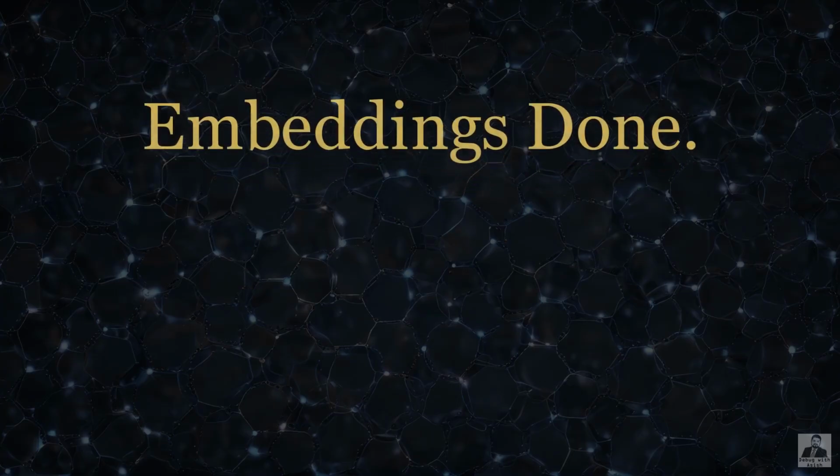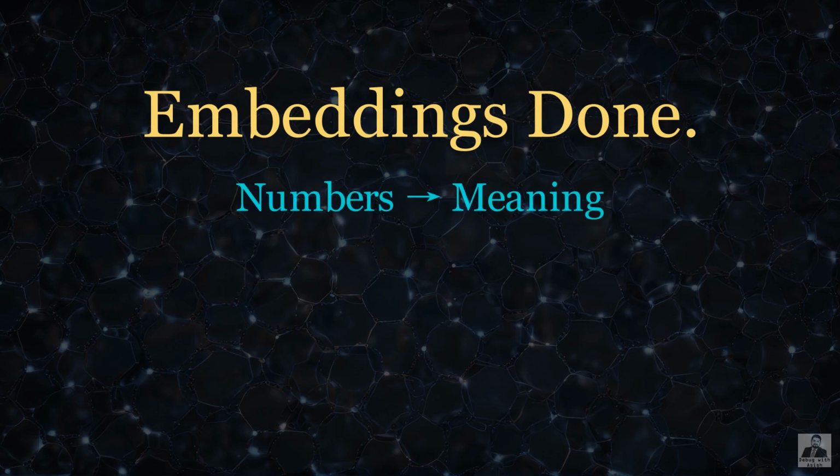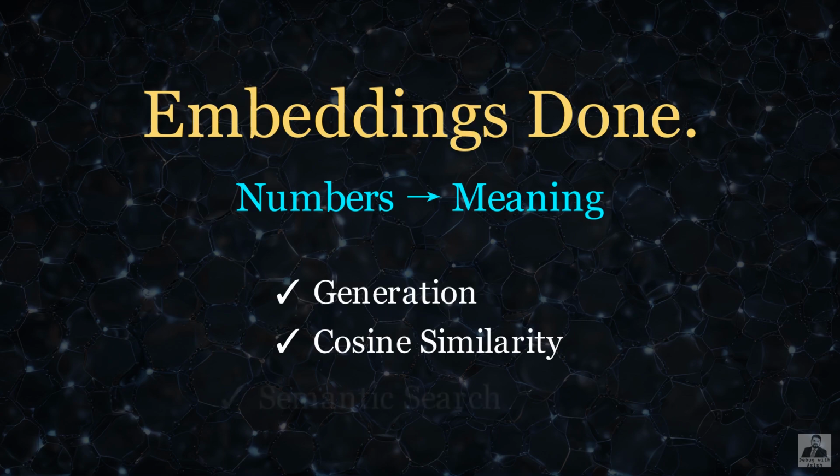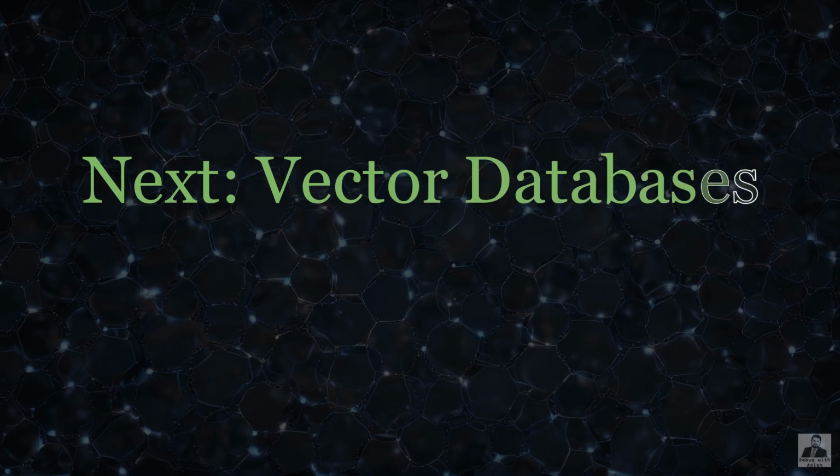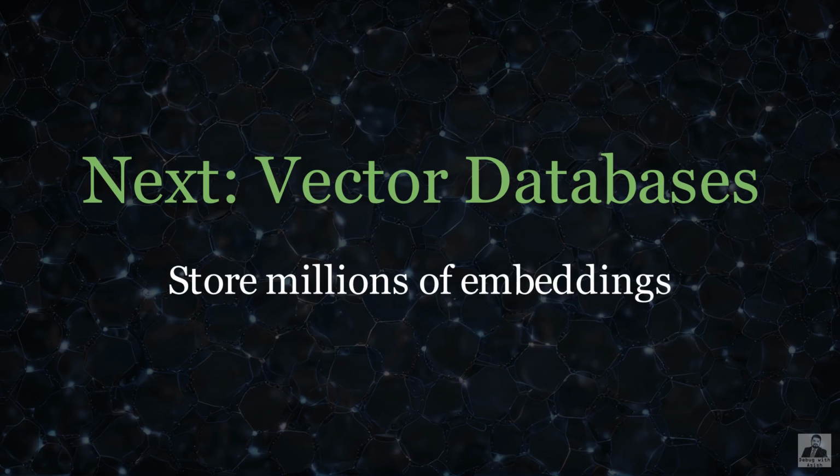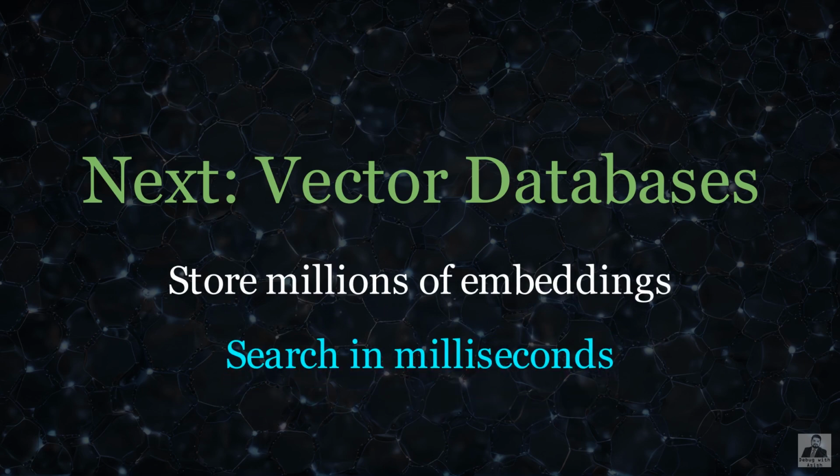You now know what embeddings are, lists of numbers that encode meaning. You know how to generate them, how to measure similarity with cosine distance, and how to build a basic semantic search. In the next episode, we cover vector databases, how to store millions of embeddings and search them in milliseconds, instead of looping through a Python list.